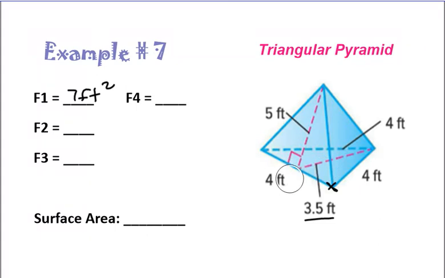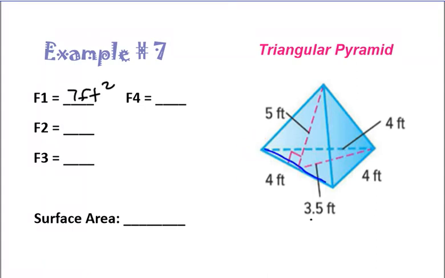I'm going to erase that one there. Now you'll see here that this side is 4. This side is 4, and this side is 4, and it's labeled that way. So because our triangle on the bottom, all three sides are the same, then our triangles up top are going to be the same when we go to measure them.